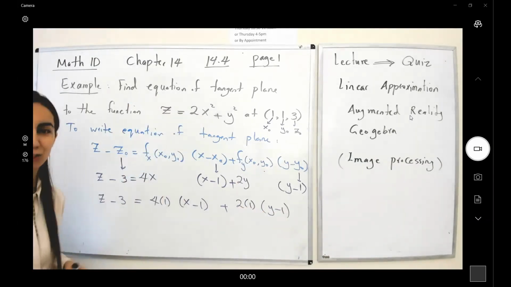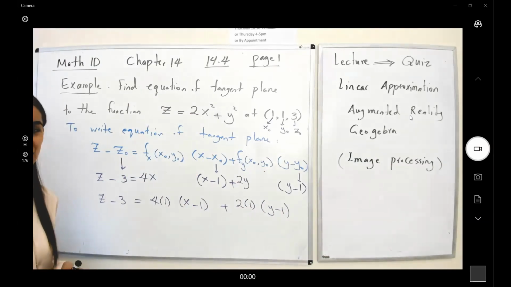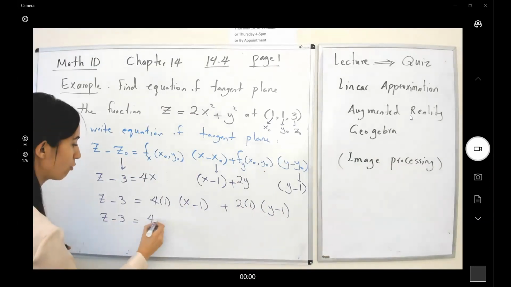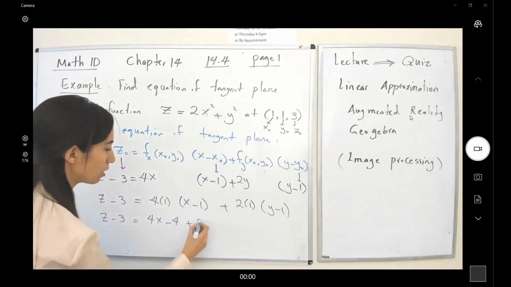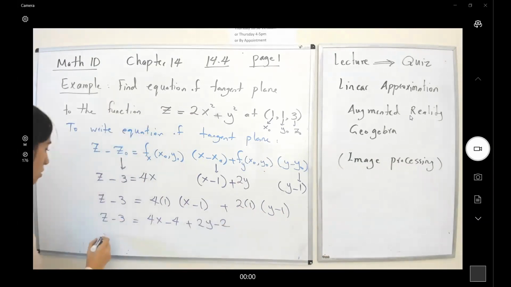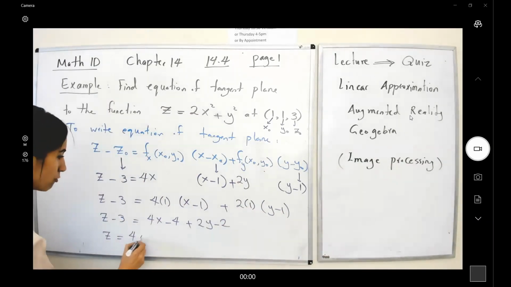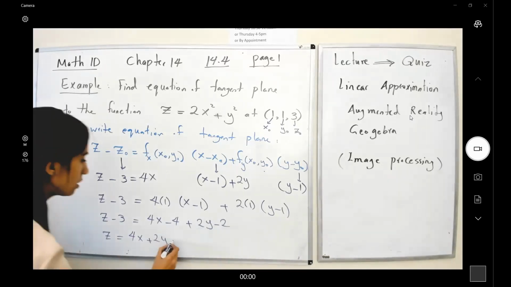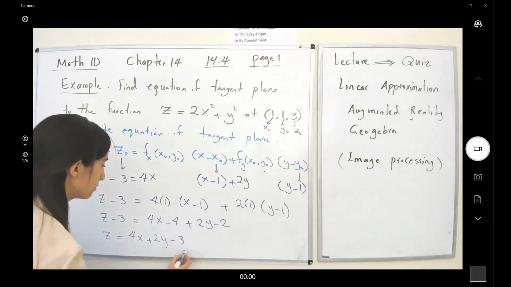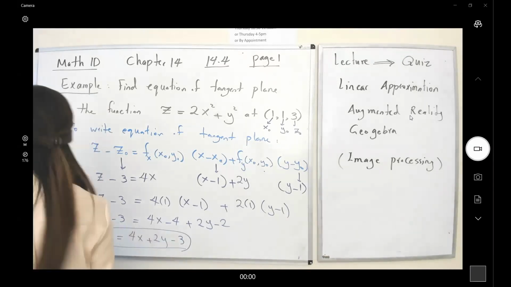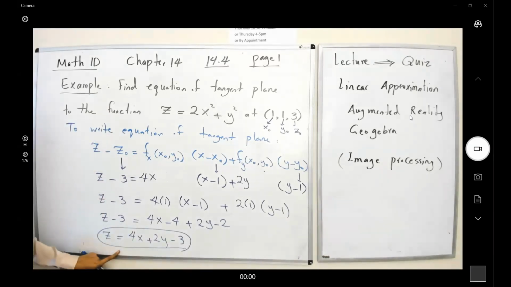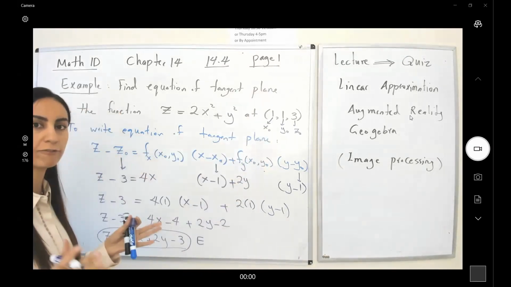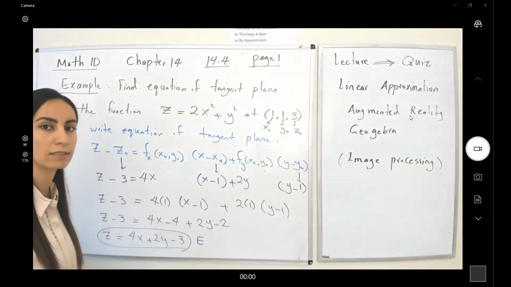We're done with the calculus part, the rest is algebra. We have z minus 3 equals 4x minus 4 plus 2y minus 2, or z is equal to 4x plus 2y minus 6 plus 3, which is 4x plus 2y minus 3. That is the equation of the tangent plane at this point. So if we change the point, we get a different equation.